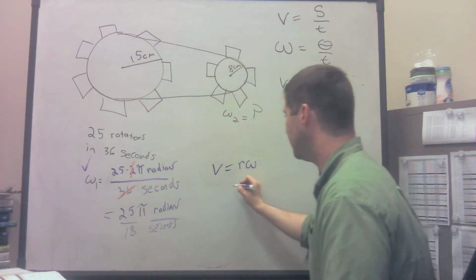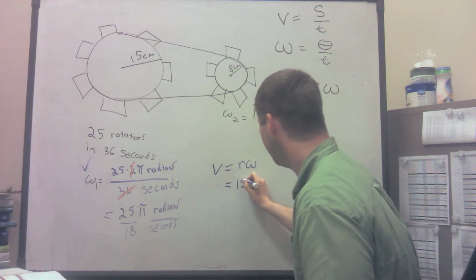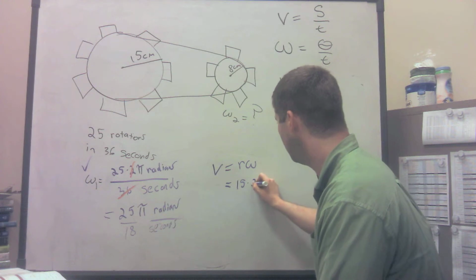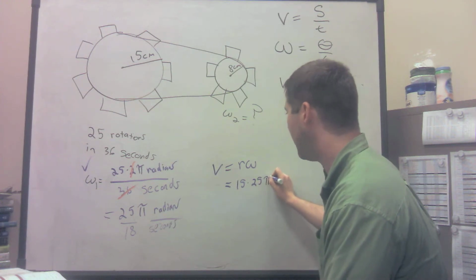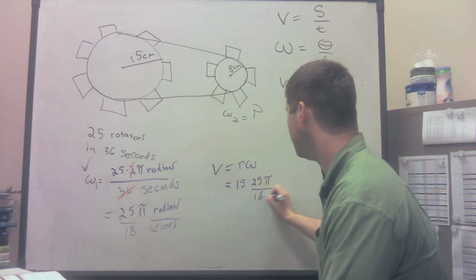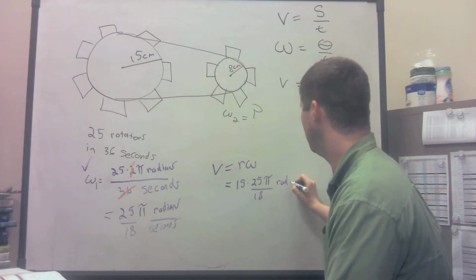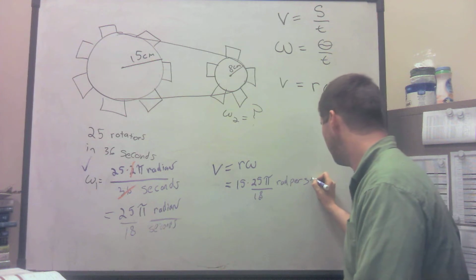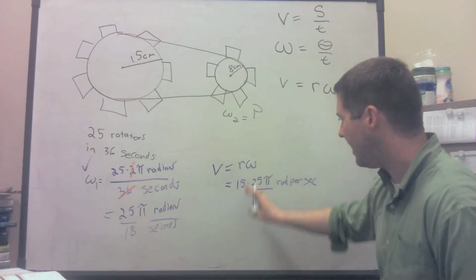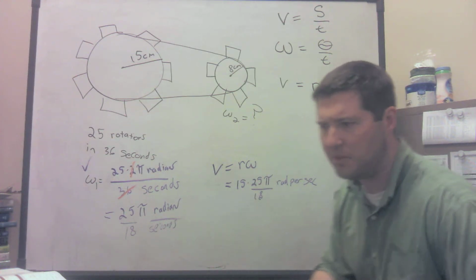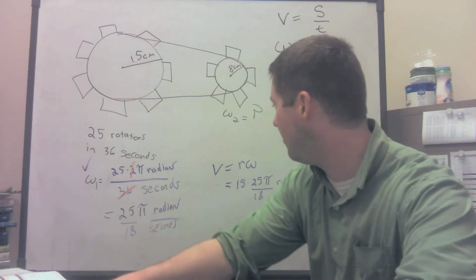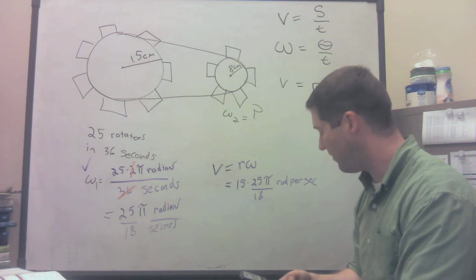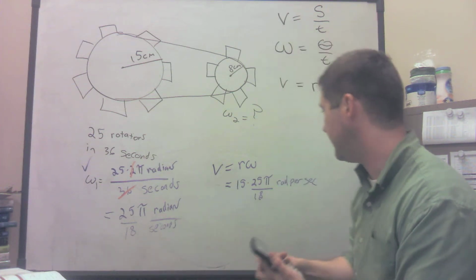So R is, in our case, 15, the case of my first circle there. 15 times 25 pi over 18 radians per second. Okay? And gosh, I could simplify that. I'm just going to multiply that out and leave it as a gross unsimplified fraction. So 15 times 25 is 375.